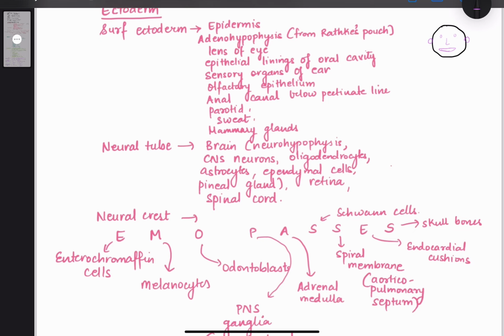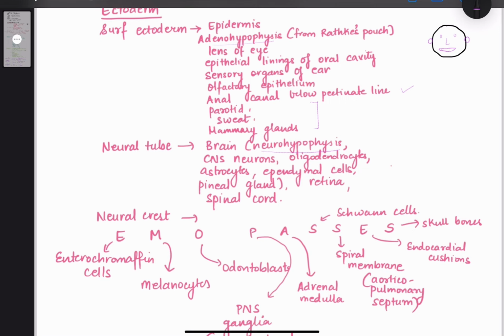Other than that, we have anal canal below the pectinate line, and all the three glands here, parotid, sweat and mammary glands, are from surface ectoderm. Adenohypophysis, that is anterior pituitary, is one of the important differentiating features when we talk about neural tube derivatives. In neural tube derivatives, we have neurohypophysis, that is the posterior pituitary.